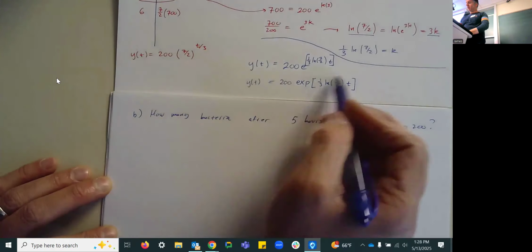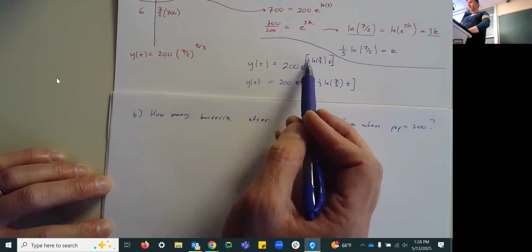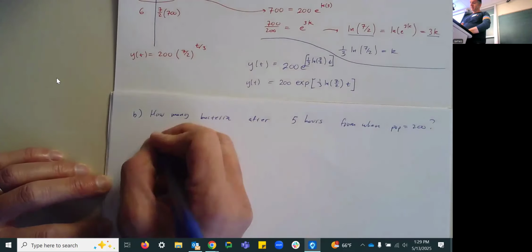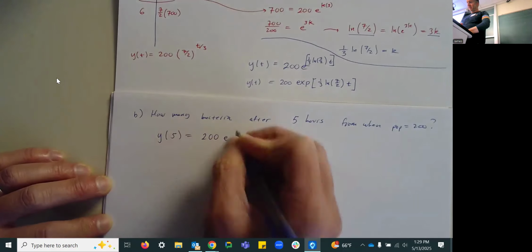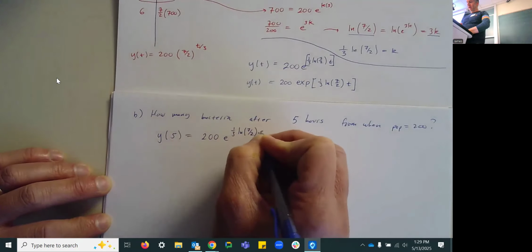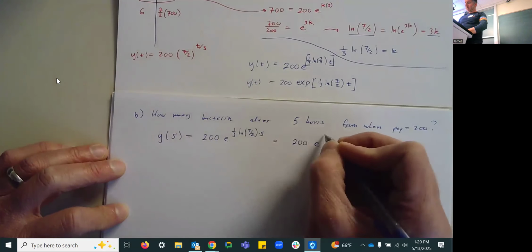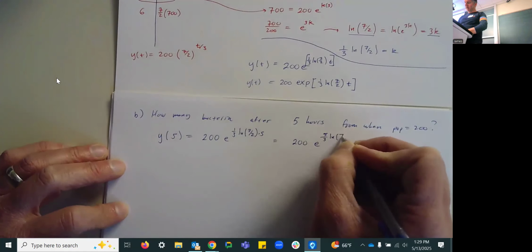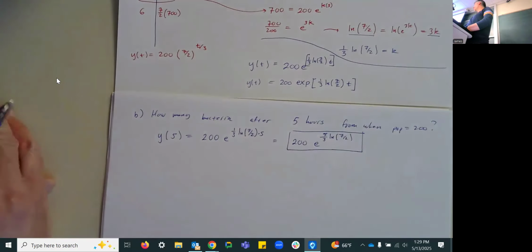So if my model for the amount of stuff at time t is 200 e to the 1/3 natural log of 7 halves times t, then my answer here is going to be y of 5. I'm just going to plug in 5 for t, and there's not really anything else I can do without a calculator. I'm just going to leave it as 1/3 natural log of 7 halves times 5. I suppose I might simplify this, although it's not really simplifying it, as e to the 5/3 times natural log of 7 halves. But that's all I can really do without a calculator. And that's all you should do on an exam. If someone asks you how many bacteria there are after 5 hours, that's your answer, and you're sticking with it.